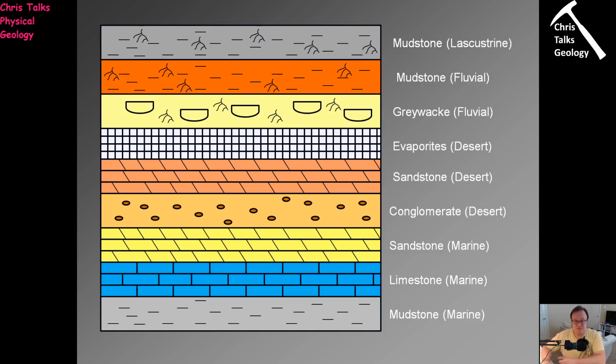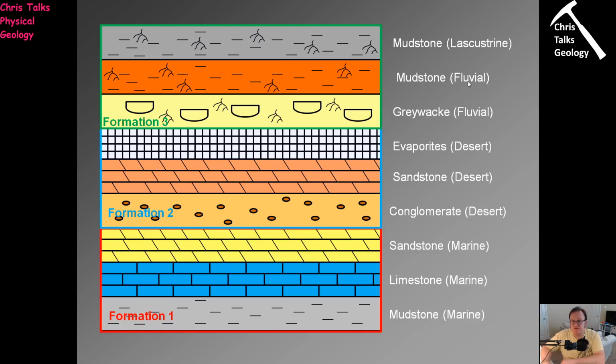What I'm going to do is split these up into formations. As you can see, these three down at the bottom, marine, marine, marine, I can combine together to give me formation number 1. I have a desert environment, desert environment, desert environment. I can combine those together to give me formation number 2. And I have freshwater, freshwater, and freshwater. I can combine those together to give me formation number 3.